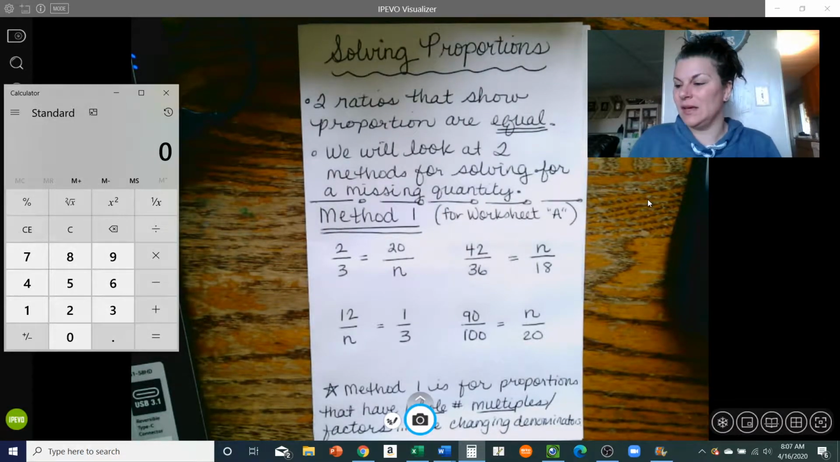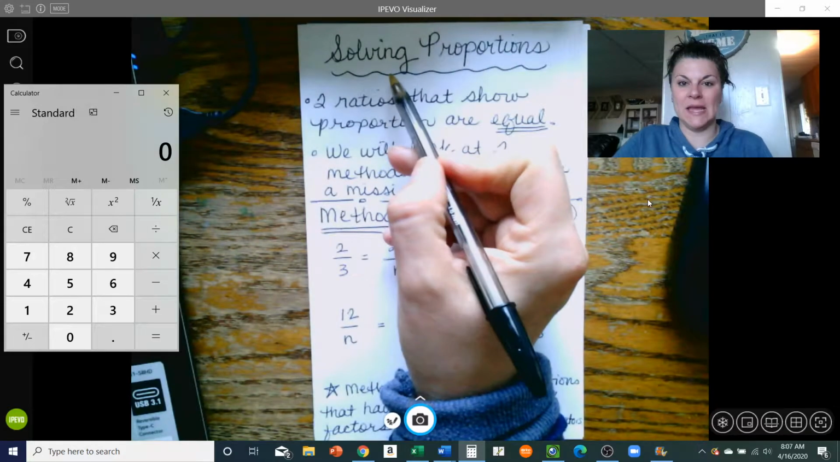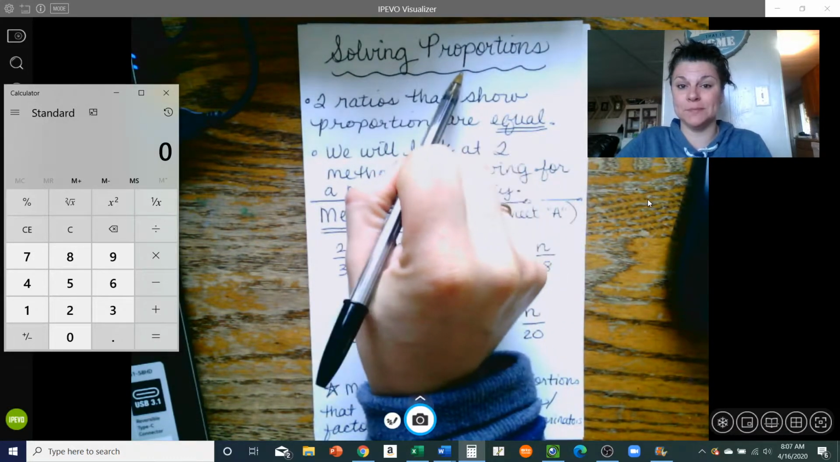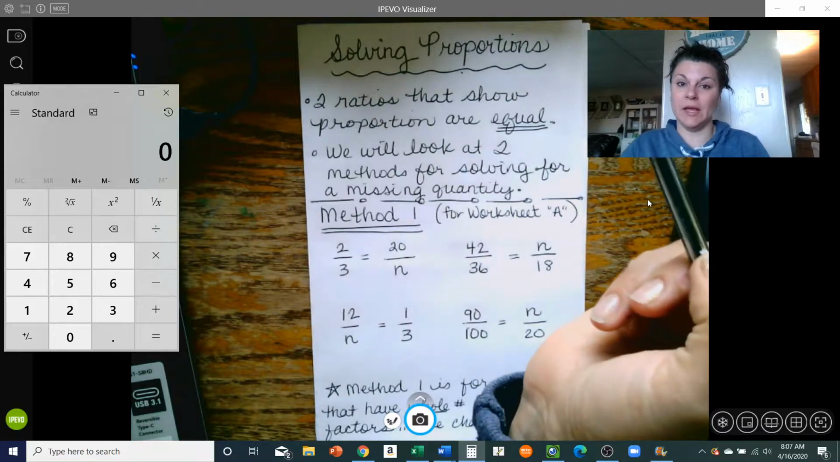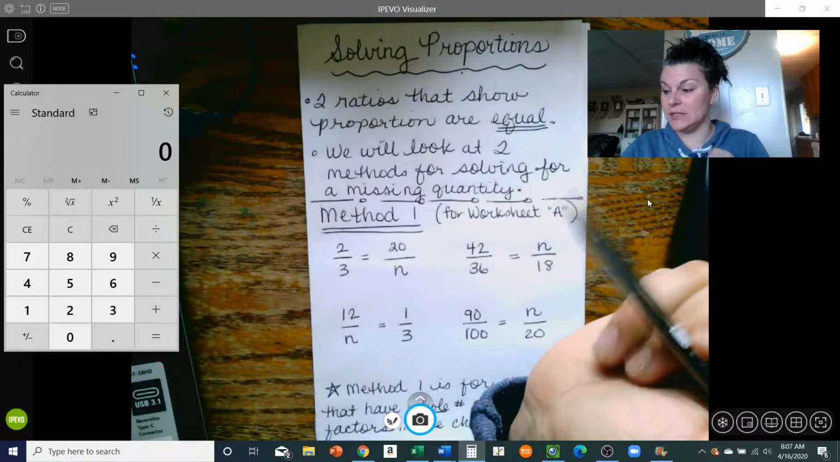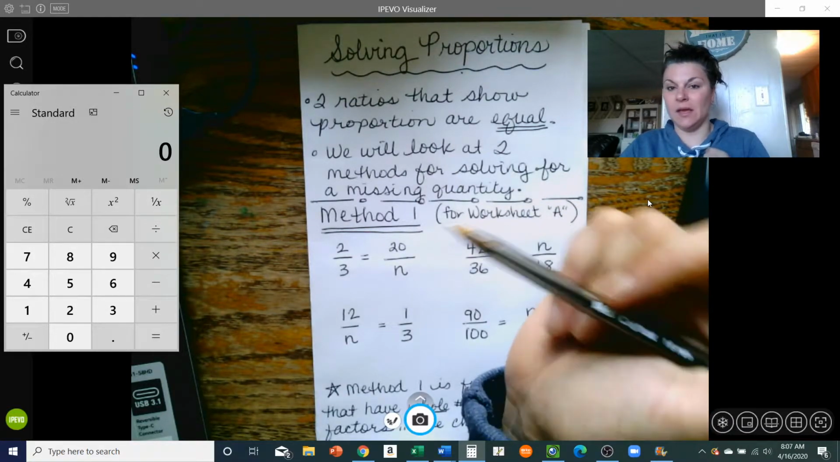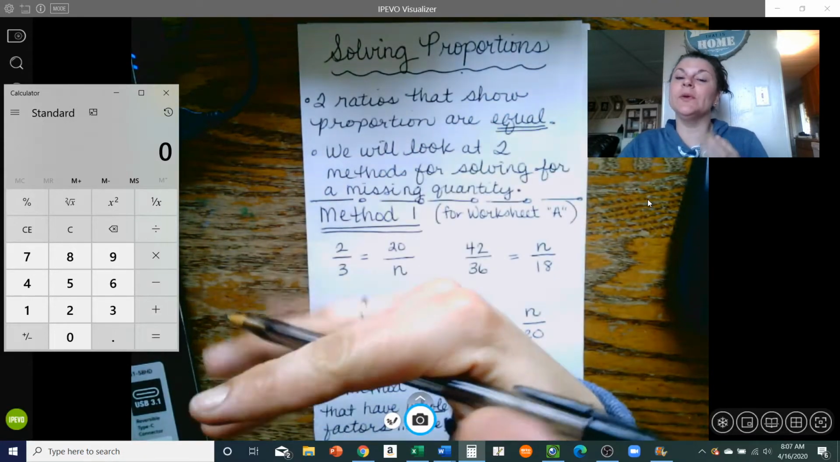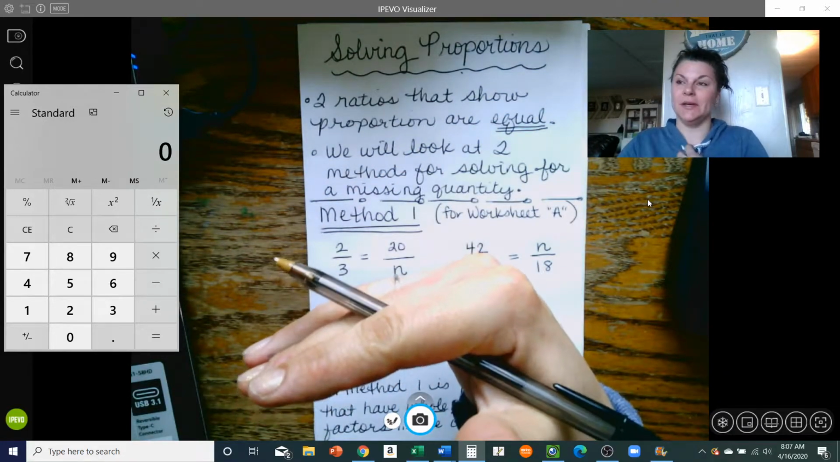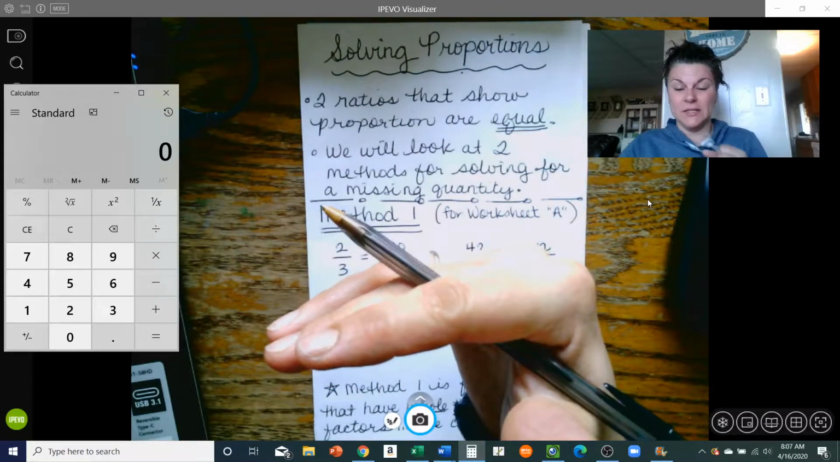Morning. This lesson that we're going to talk about today is on solving proportions. And we're going to look at two methods for solving proportions today. And they're really using the same concept. They're just going to look different.